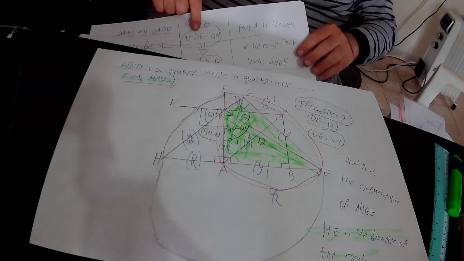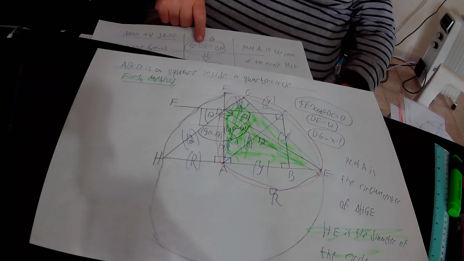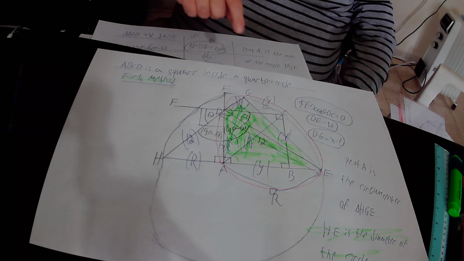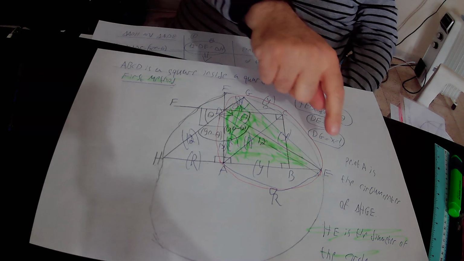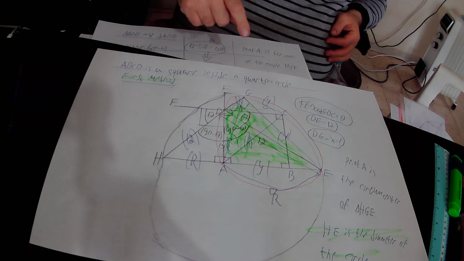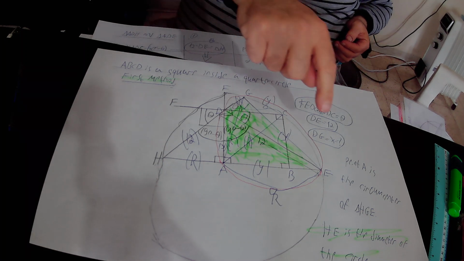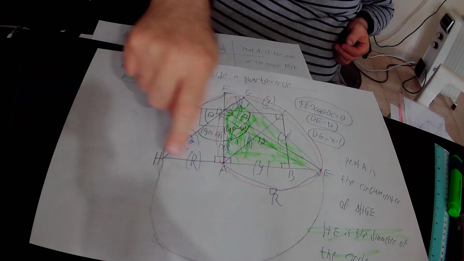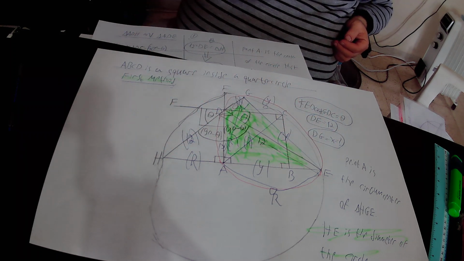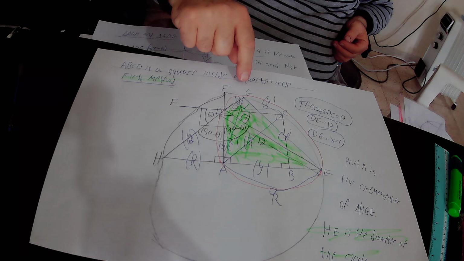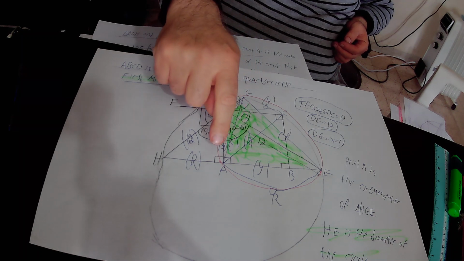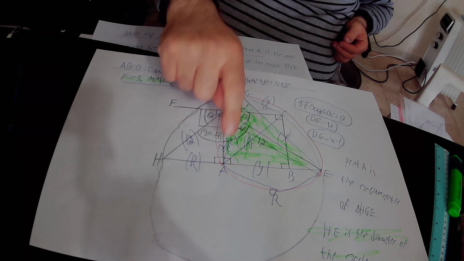Okay. In the next step, we join points G and E together by a straight line. By joining points G and E, we created triangle EGH. In the next step, we join point G and A together by a straight line.